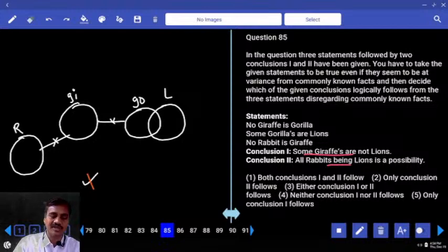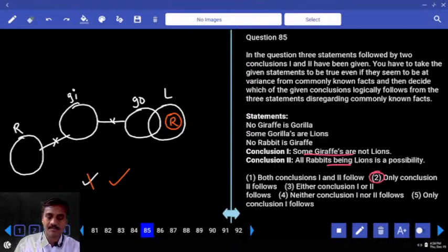All rabbits are lions is possible. This entire rabbit is a part of lion. True or false? Yes, that is true. Then what is your answer? Only two, choice 2, question number 85.